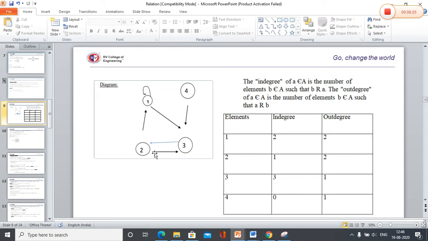Now for 2, how many incoming edges? How many arrows are coming towards 2? Only 1. So in degree is 1. How many edges are going away from 2? So this edge and this edge. So out degree is 2.